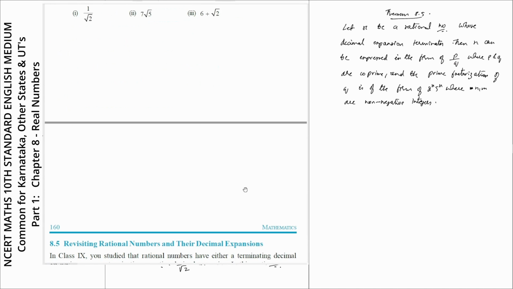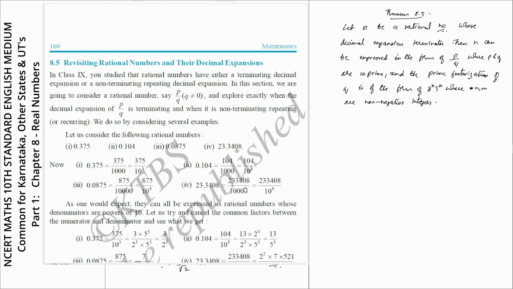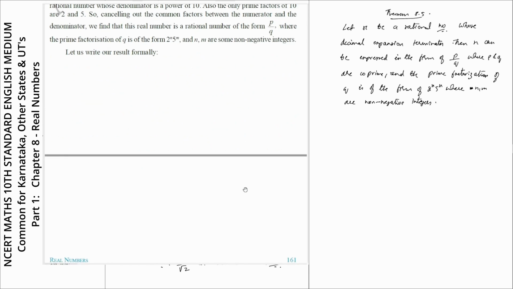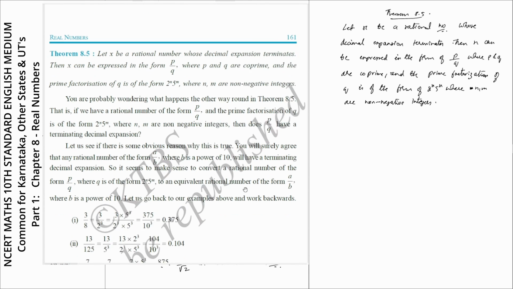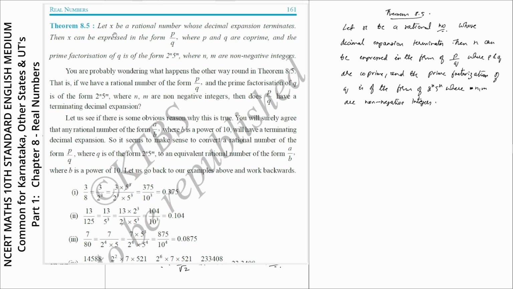The next topic in this chapter is revisiting rational numbers and their decimal expansions. In this one we have one theorem, that is theorem 8.5. What it says: let x be a rational number whose decimal expansion terminates, then x can be expressed in the form p by q, where p and q are co-prime, and the prime factorization of q is of the form 2 to the power of n into 5 to the power of m, where m and n are non-negative integers. I'll give some practical examples and explain.